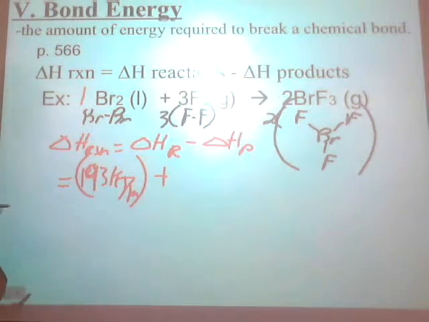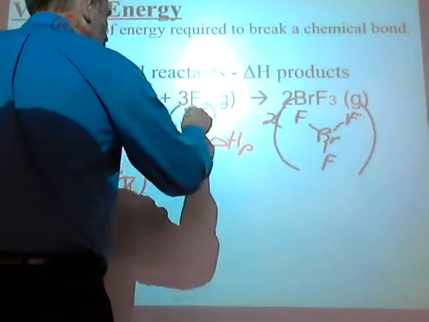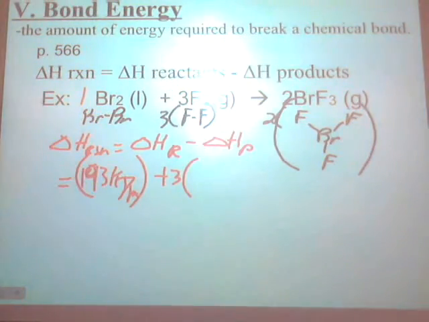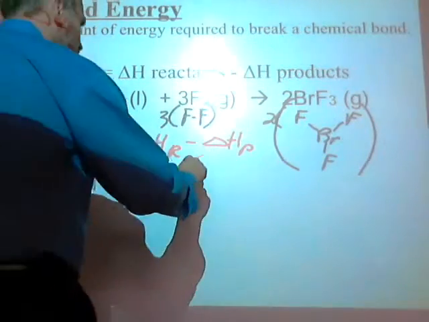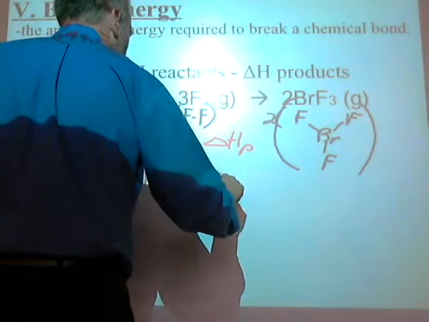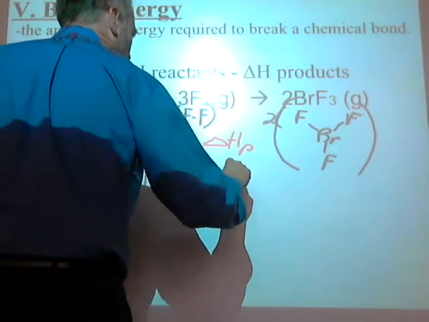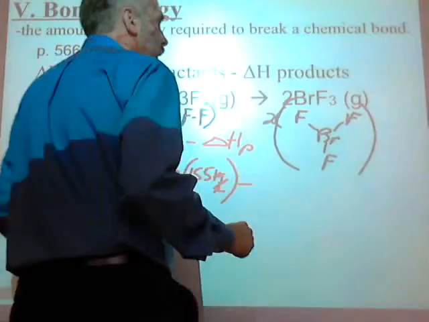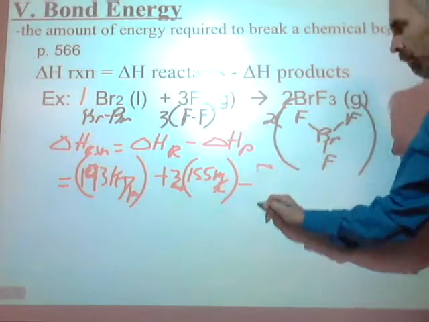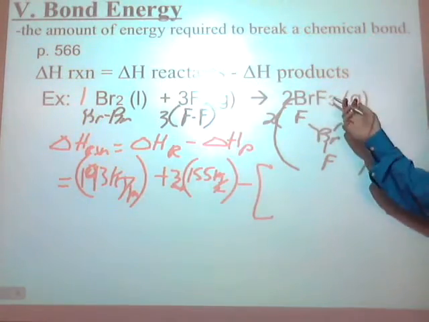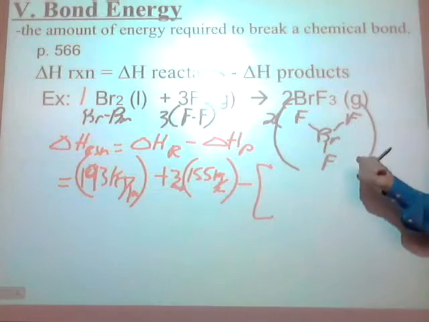F2. What do we have to do for that guy? 3 times the F-F bond, which is how much? 155. 155 kilojoules per mole. You multiply 3 moles times 155 kilojoules per mole. Good. Then minus, and here you'll need brackets, although you really don't because there's only one guy, but a lot of times you do because there are 2 products.